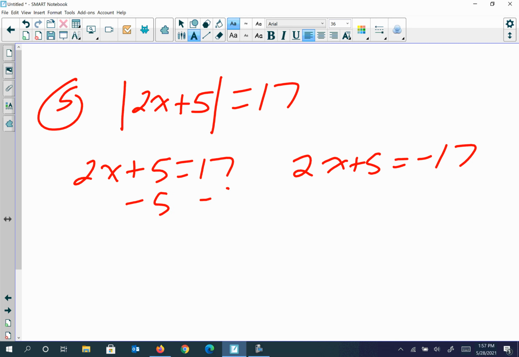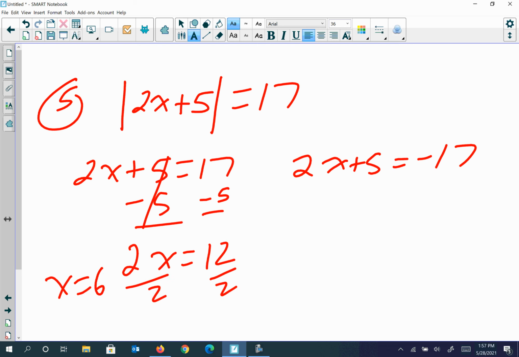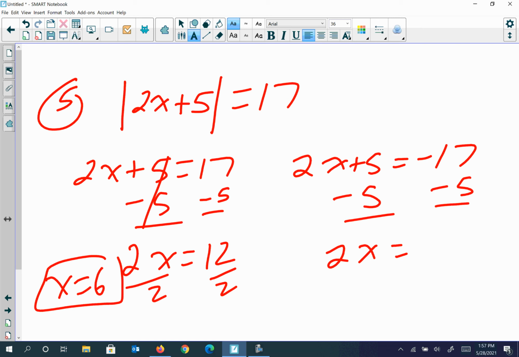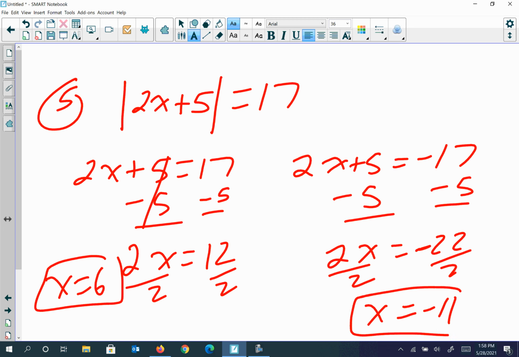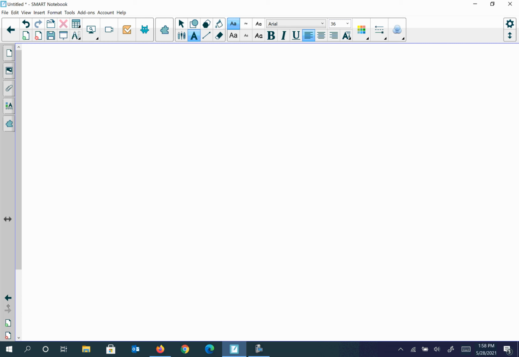And subtract 5 from both sides. Those cancel, so 2x is equal to 12. Divide each side by 2. So x is equal to 6 because 12 over 2 is 6. So other side, subtract 5 from each side. I get 2x equals negative 22. Divide each side by 2. So x equals negative 11. So if I took negative 11 or 6 and plugged it back in for that x up there, we would get 17 for an answer.